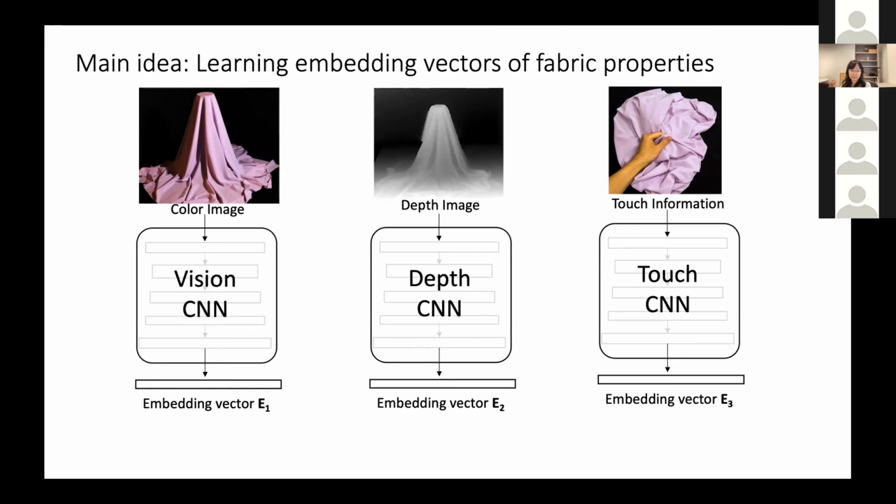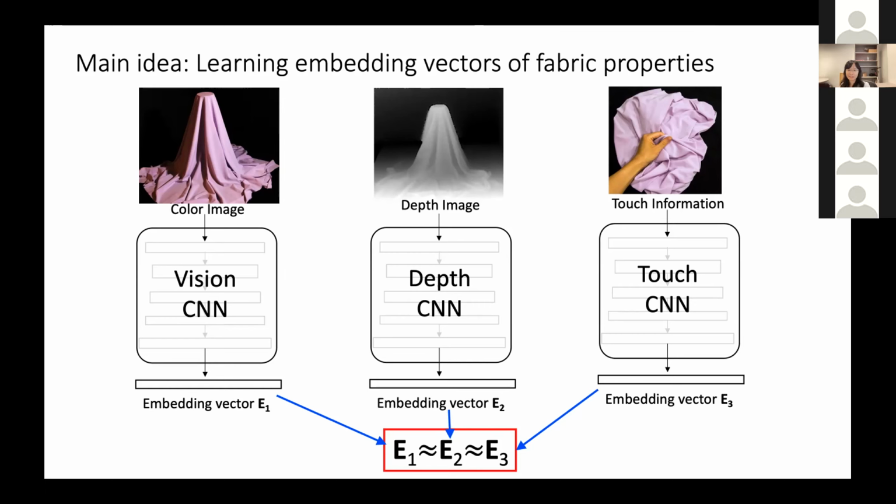So we hope the representations of this piece of fabric are the same, so we train it to make sure E1, E2, E3 are as close as possible if they come from the same piece of fabric, or if they come from different pieces of fabric, we hope them to be far away. So finally, we use this to train our network, and we get the representations of the fabrics.